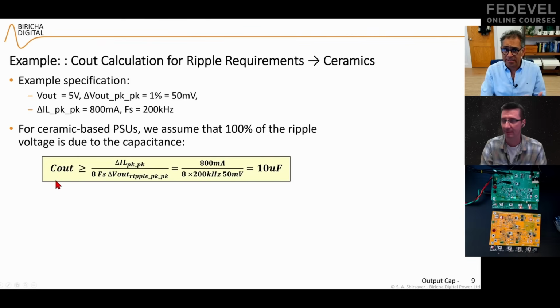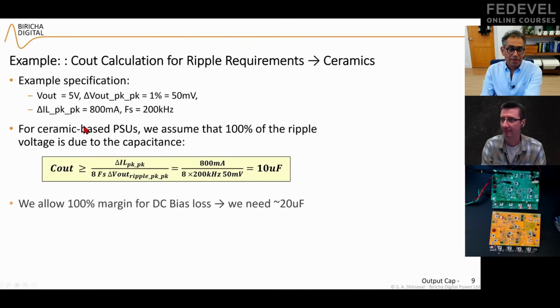For a buck converter, this was my equation. I know this, I know this, I know this, I know this. I can calculate it. And in my case, it comes out to be 10 microfarads. Okay. That is for ripple requirements. But remember, we said we needed 150 microfarads for the dip requirements. So which one do we pick? The 150 microfarad, because obviously that is my worst case.